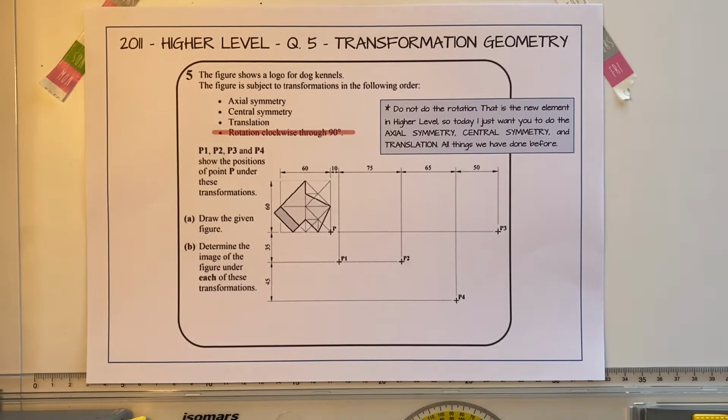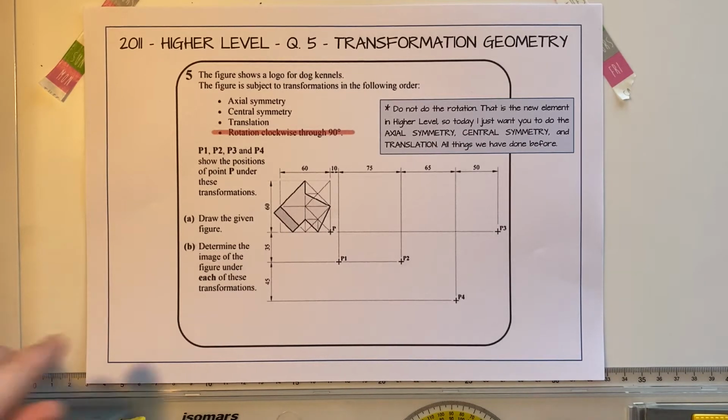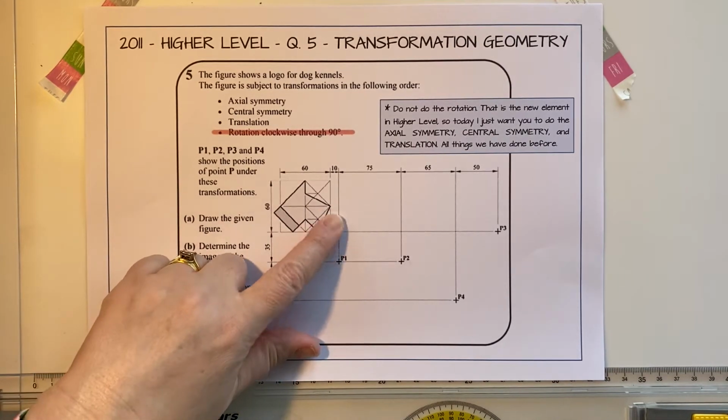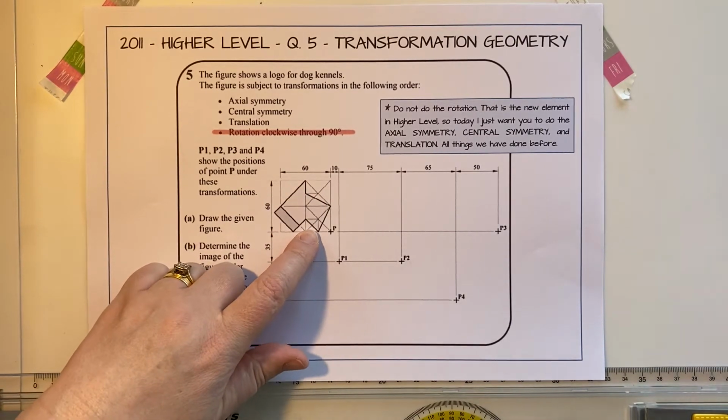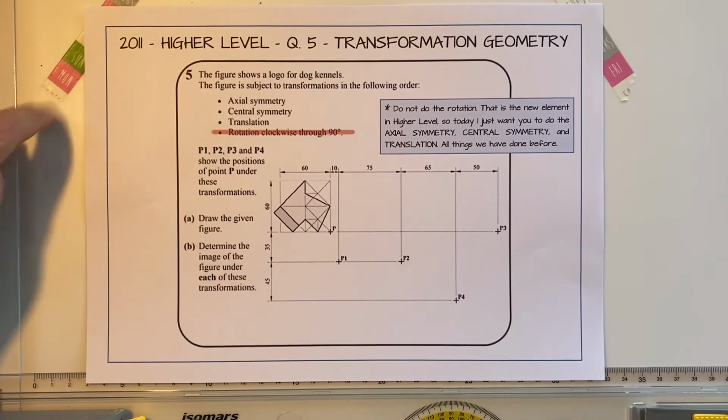So it was question 5, just like every year. Question 5 is the transformation geometry question at higher level. This particular one I picked mainly because it was slightly simpler than others, in the sense that there are no curves here in the shape. So it's just a little bit easier to be accurate. So just for that particular reason, I went with it.